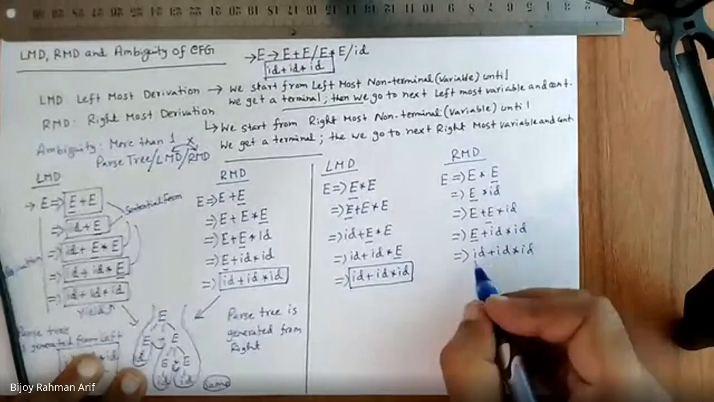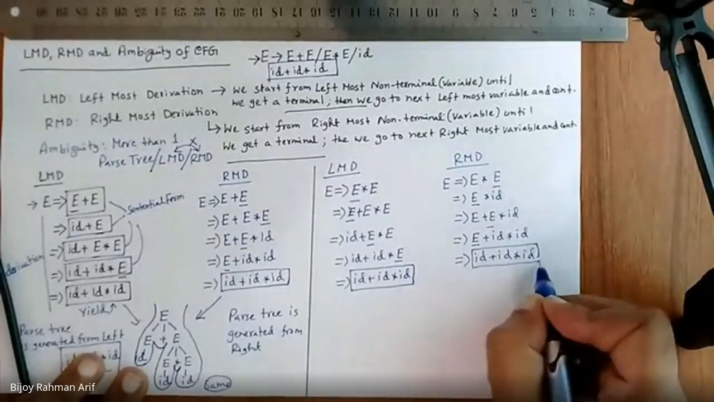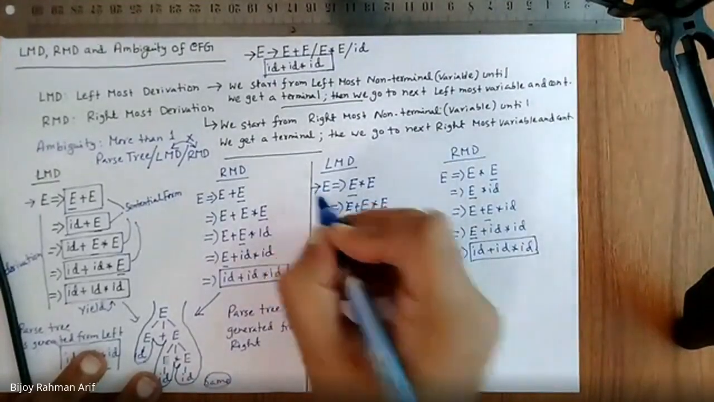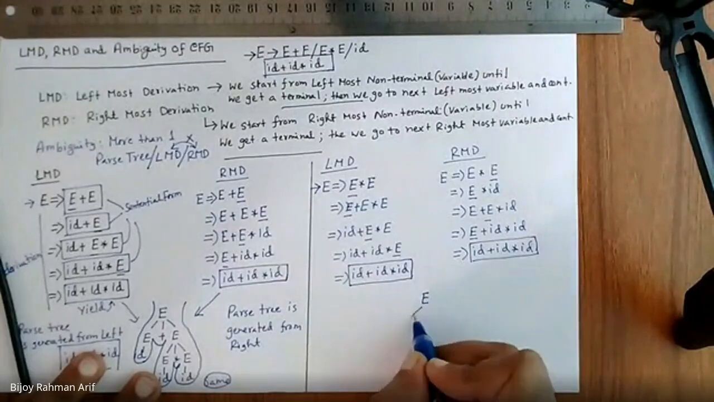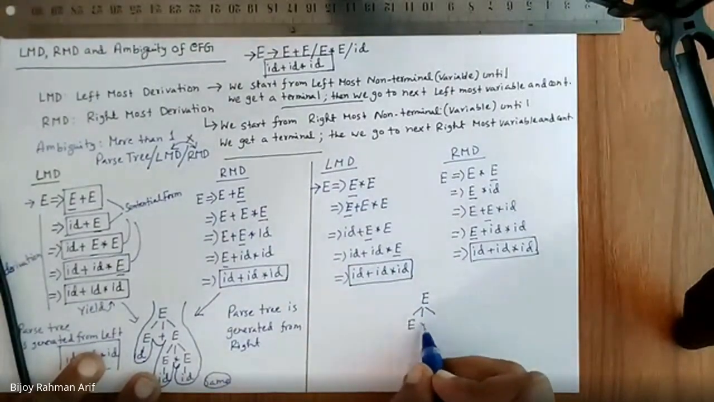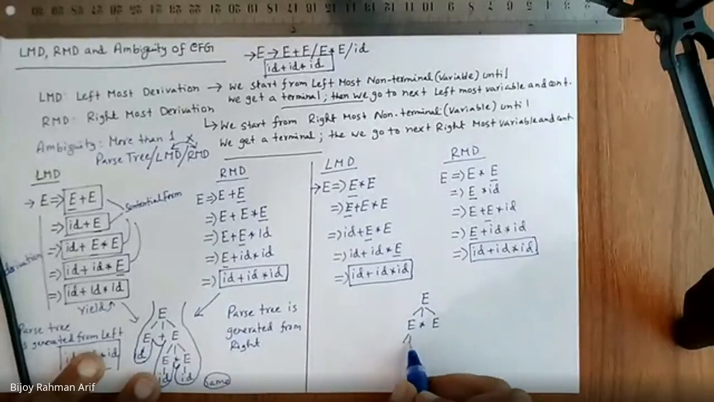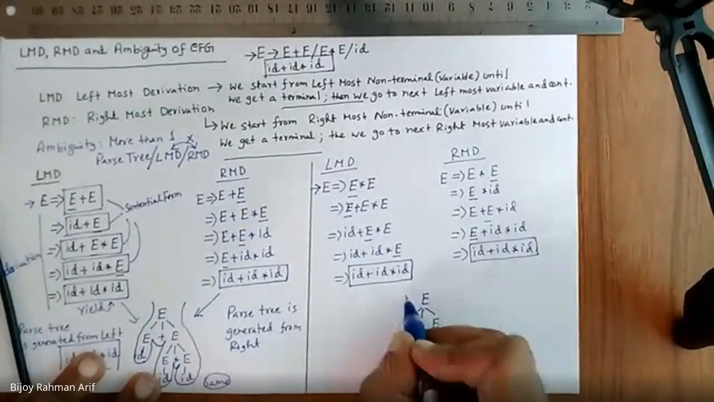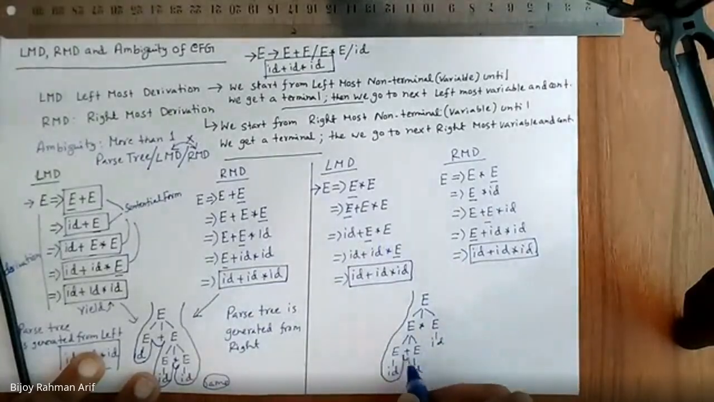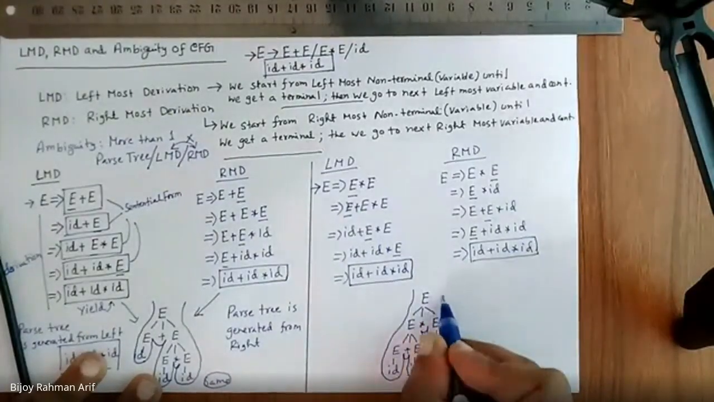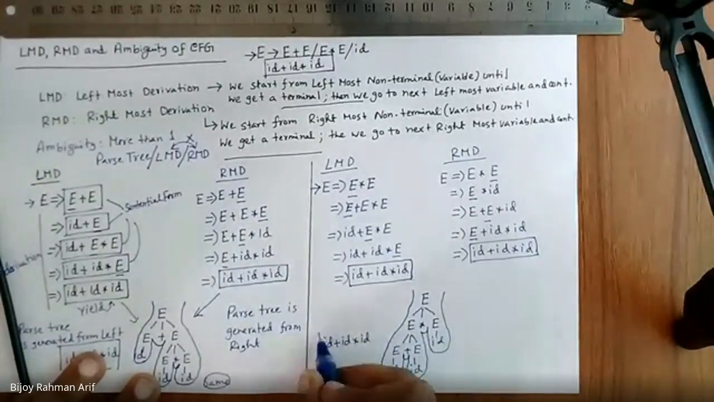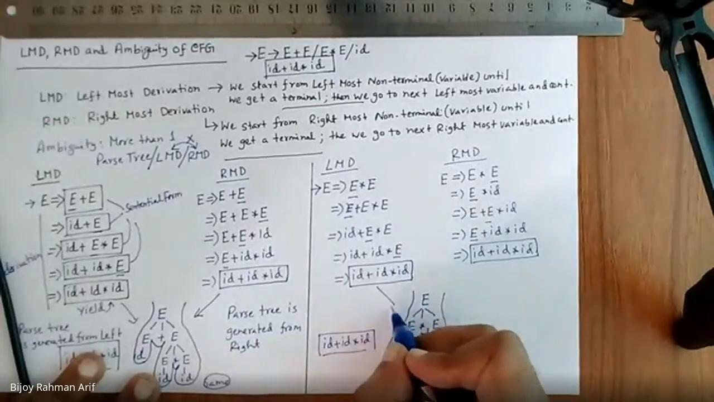Now if you convert this to a parse tree, with the same yield, what do I get? Starting from E, then put the next sentential form, which is nothing but E star E. Then this one is E plus E. Then this one is ID, this one is ID, this one is ID. ID plus ID star ID. So the same parse tree for both of these.